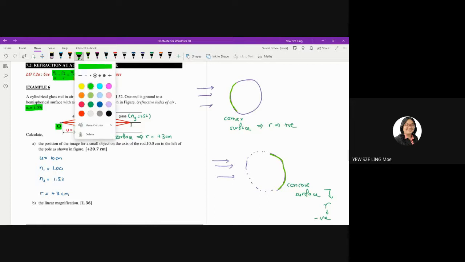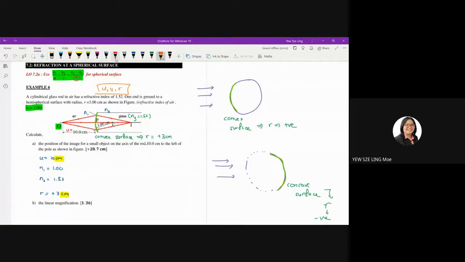Now, sometimes students will ask me, do I have to change the unit into meter? Not necessary. If you want to use cm, then you just have to make sure your U, V, and R are all in cm. As long as they have the same unit, you can leave it in cm. If your U and V are in meter, then R must be in meter. So you have to make sure all three of them have the same unit. Whether you use cm, mm, or meter is totally up to you.